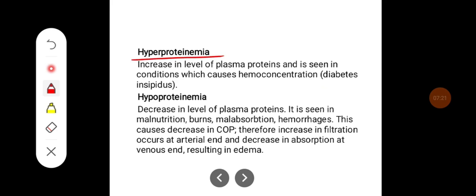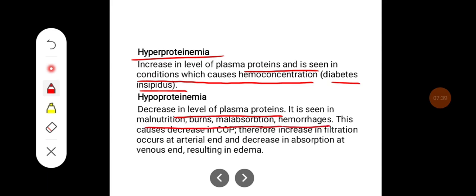Hyperproteinemia, increase in the level of plasma proteins, is seen in conditions in which there is a hemoconcentration, for example, diabetes insipidus. Hypoproteinemia, where decreased levels of plasma protein are observed, is seen in malnutrition, burns, malabsorption, and hemorrhages. This causes decrease in colloidal osmotic pressure, therefore increased filtration occurs at the arterial end, and decreased absorption at the venous end occurs, and this is going to result in edema.